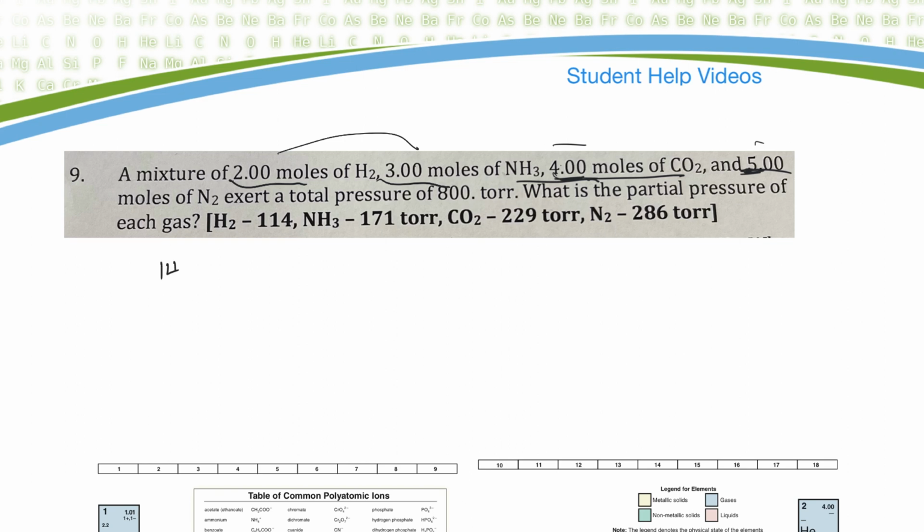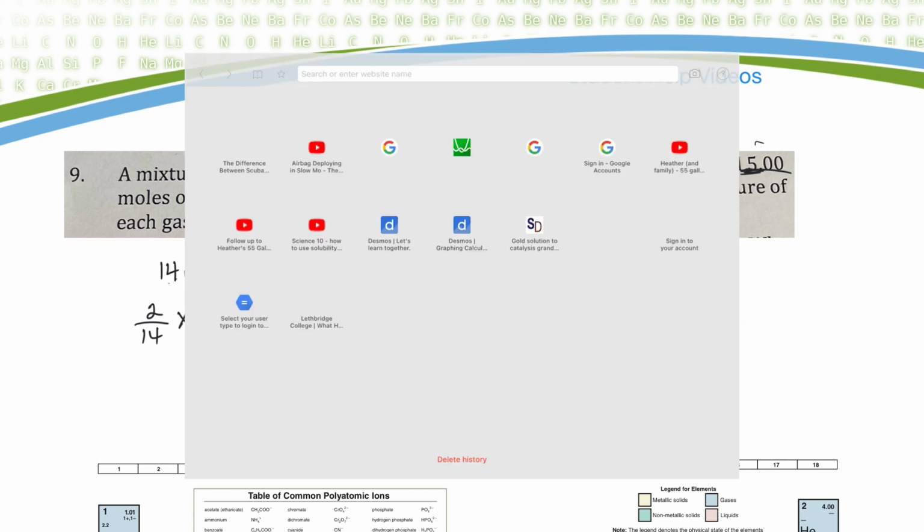So there's 14 moles total exerting 800 torr of pressure. So you want to know how much each one is exerting of that. Well, hydrogen is exerting 2 out of those 14. So you can say 2/14 of a mole, this is for hydrogen, and then if you multiply by the total, it'll give you what portion is due to hydrogen. So let me do that on the calculator.